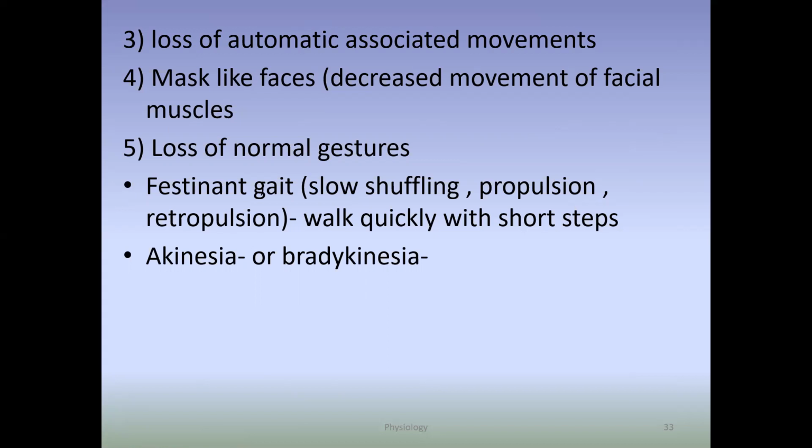Mask-like face: the patient's face is expressionless because of decreased movement of the facial muscles. Loss of normal gesture: the attitude of the person is completely flexed. And when you ask the person to walk along a straight line or walk normally, the person is unable to walk properly, but walks very slowly. That is called slow shuffling gait or festinating gait. Walking quickly with short steps is propulsion gait or retropulsion gait. Propulsion means forward and retro means backward. Akinesia is absent movement, and bradykinesia is slow movement.